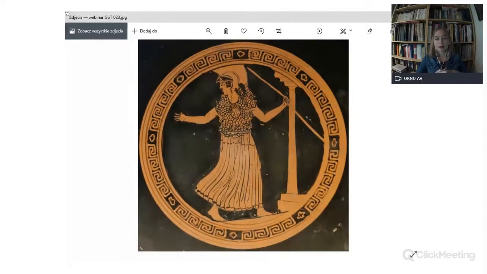Another potential explanation of those armor-like elements in women's dresses is a reference to Athena, the ancient Greek goddess of war, and to Minerva, the Roman goddess of war. Athena was very often depicted in this kind of chainmail, like on this example.